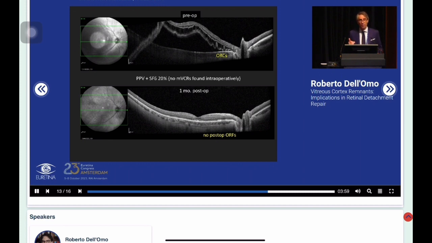There are no pre-op biomarkers on OCT of macular VCR, and actually we didn't find macular VCR intra-op. This patient had PPV and tamponade with SF6 20%. We do not have any post-op outer retinal fold.